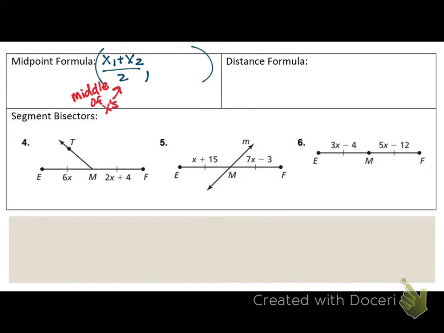Some people use the formula. Some people just figure out what number's in the middle. That's fine. This is the mathematical way to find the middle of the x's. You do the same thing to the y's. You add the y's and divide by 2. And that's how you find the middle of the y's.